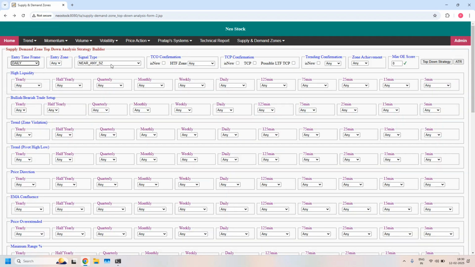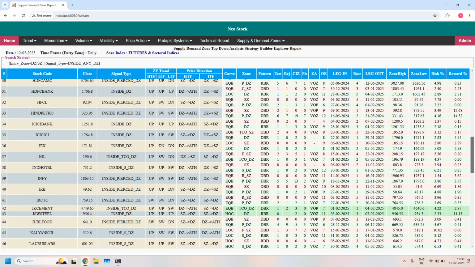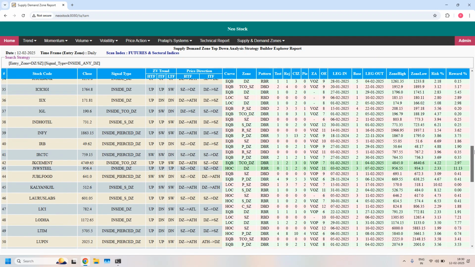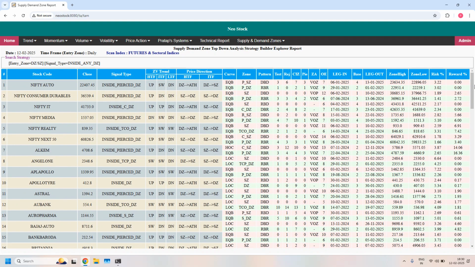Daily time frame, price closed inside the daily demand zone. We got 79 stocks. First 15 stocks in the list. So I'm scrolling the list down quickly. I will complete and then we will filter based on EMA confluence.